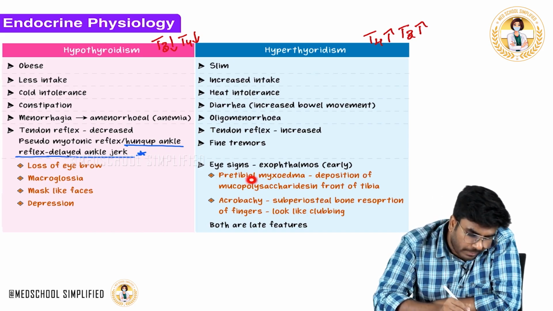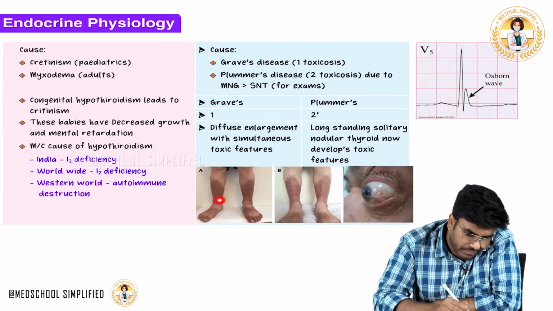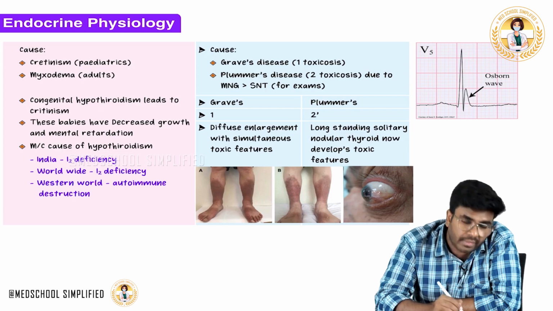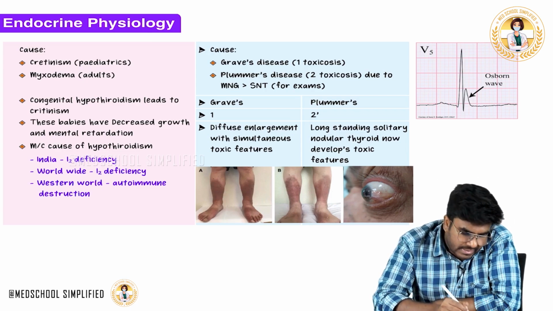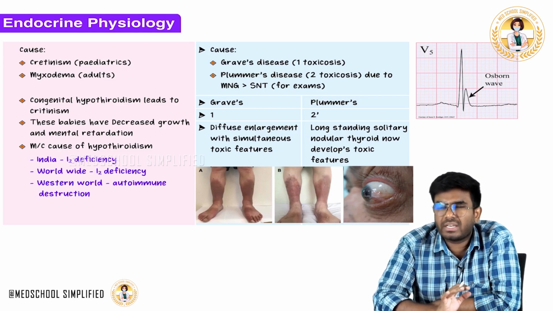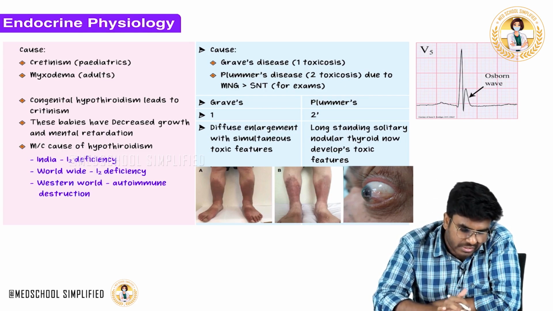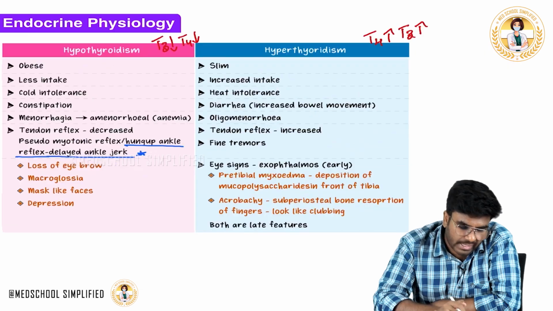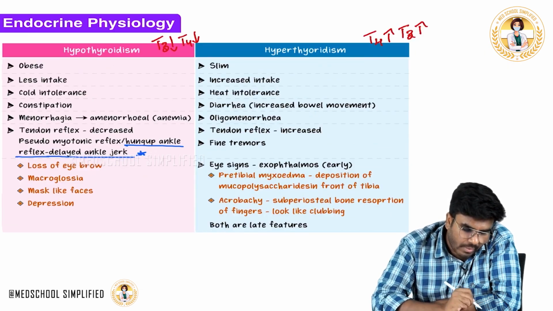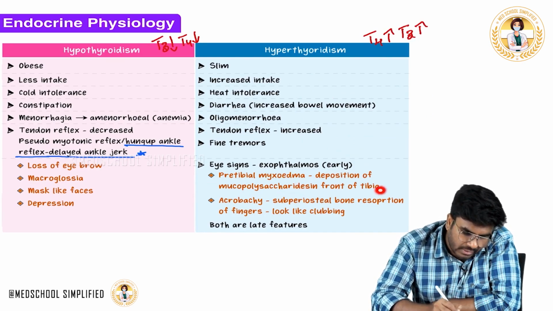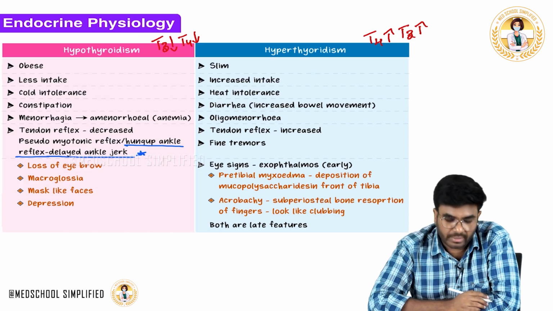But if they use the word pretibial myxedema, look here. See, this is the tibia, right? Pretibial, on the tibia. Okay, there is this myxedema. A little bit edematous. It's not a pitting edema, but an edematous condition. This is called pretibial myxedema. We'll discuss about that. But anyway, pretibial myxedema is due to deposition of mucopolysaccharides in front of the tibia. That is pretibial myxedema.